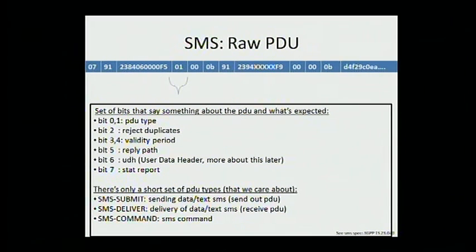The second byte is one of the ones you really care about. It's not really a byte, it's a set of bits, and basically it says this bit does this and this bit does this. It allows you to say I'm going to be this type of SMS, a submit or deliver or whatever. And there's a couple others in there.